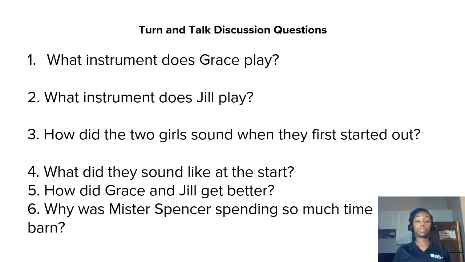Question number 1. What instrument does Grace play? Thinking. Owlette is going to answer this question. What instrument does Grace play? The instrument that Grace plays is the trumpet. Way to go, Owlette. That is the correct answer. I love the way she completed that sentence like a future second grade scholar.